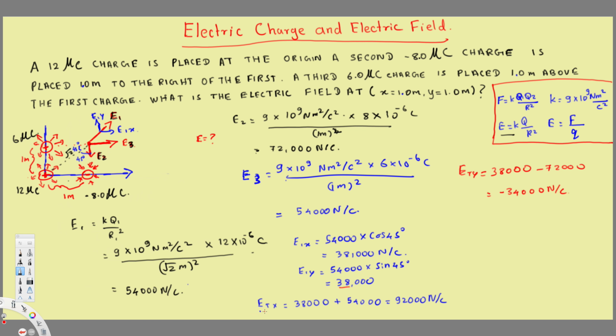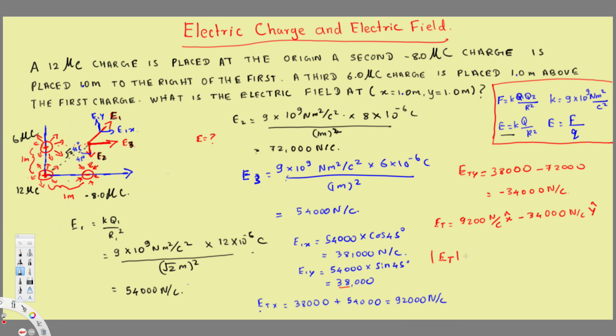Now we have almost reached the final thing. We have the x component and y component together. So now we can write this into vector form as 92,000 Newton per coulomb x component, 34,000 Newton per coulomb y component. And if you want to calculate the magnitude, you have to square and square root it, right? Square and square root it.